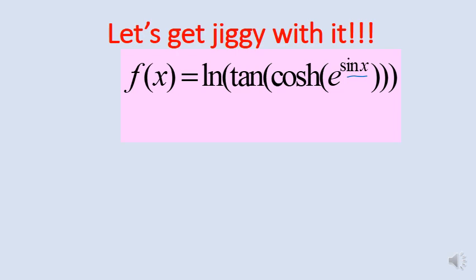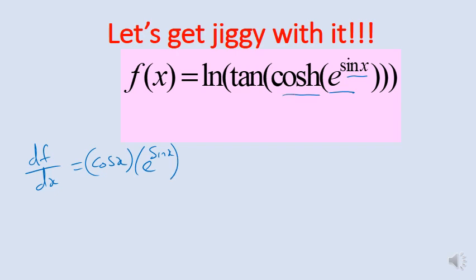I don't know. So let's go df dx. Start with the inside function. The innermost function is sine x. What is the derivative of sine x? The derivative of sine x is cos x. Done. What's the derivative of e to the something? The derivative of e to the something is e to the something. That's it.